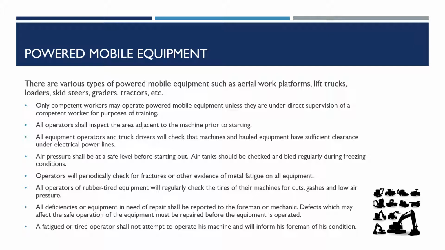Air tanks should be checked and bled regularly during freezing conditions. Operators will periodically check for fractures and other evidence of metal fatigue on all equipment. All operators of rubber-tired equipment will regularly check the tires of their machines for cuts, gashes, and low air pressure. All deficiencies or equipment in need of repair shall be reported to the foreman or the mechanic. Defects which may affect the safe operation of the equipment must be repaired before the equipment is operated. A fatigued or tired operator shall not attempt to operate his machine and will inform his foreman of his condition.